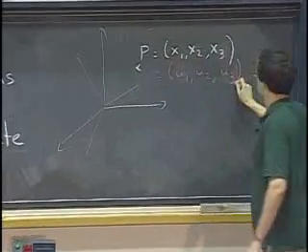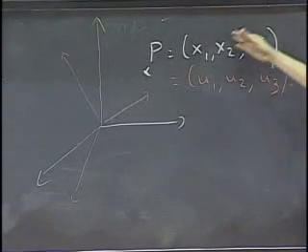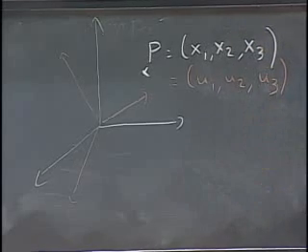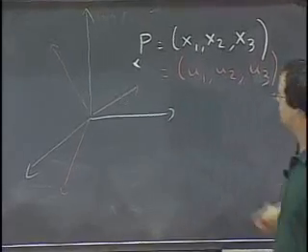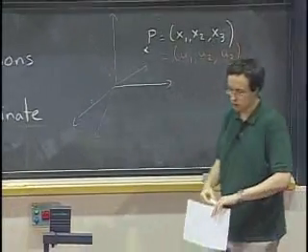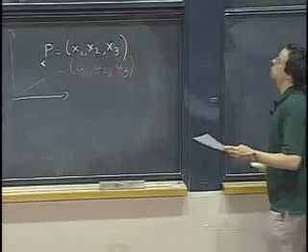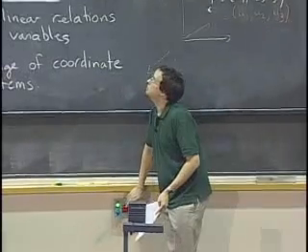Let me call them, say, u1, u2, u3. And then the relation between the old and the new coordinates is going to be by linear formulas. I mean, especially if I choose the same origin. Otherwise, there might be constant terms, which I will not insist on. So let me just give an example.